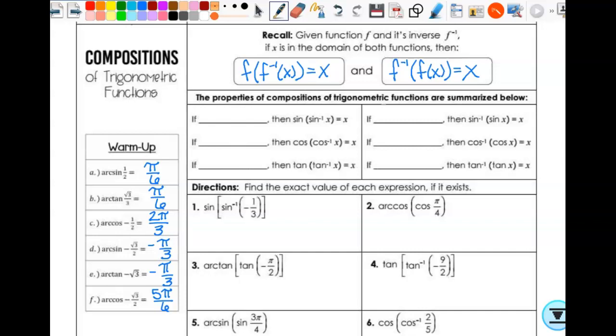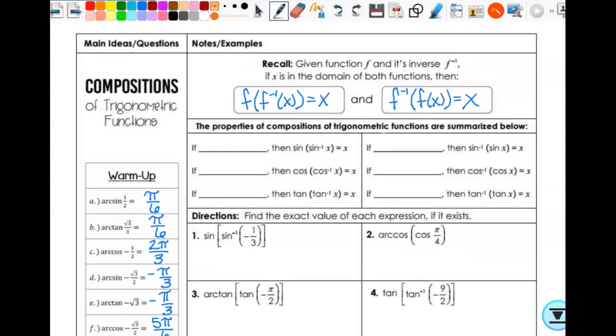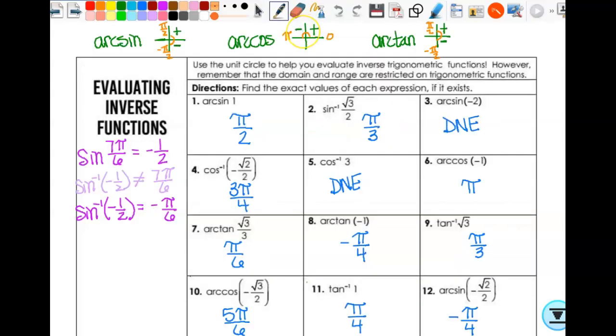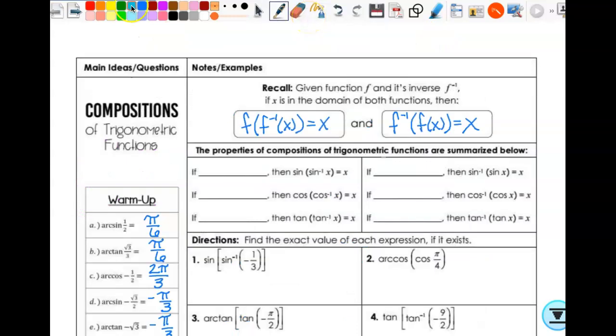But remember, we have to restrict our domain. So since we are restricting our domain, it's not always going to work just exactly like this. Yesterday, we wrote down, remember, that the sine of 7 pi 6 equals negative 1/2. Sine inverse of negative 1/2 doesn't equal 7 pi 6. It doesn't always go frontwards and backwards. So when we write it as a composition, it's going to look kind of like this. I want to actually use the sine: the sine inverse of the sine of 7 pi 6.